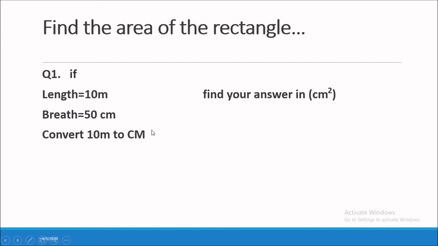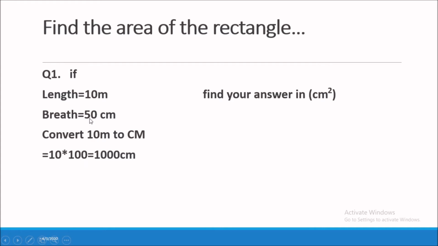So first we will convert 10 meter into centimeters. Keep in mind meter is bigger than centimeter, so revise that point which I explained to you in the previous slide. When we are converting a big unit into a small unit, what should we do? Should we divide or multiply? Yes, we have to multiply. So 10 multiplied by 100. Here a question comes: why multiply by 100? Why not 1000? Why not 2000?